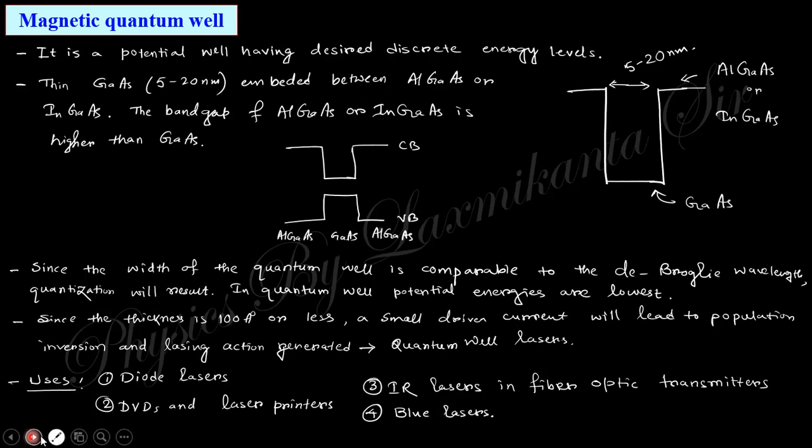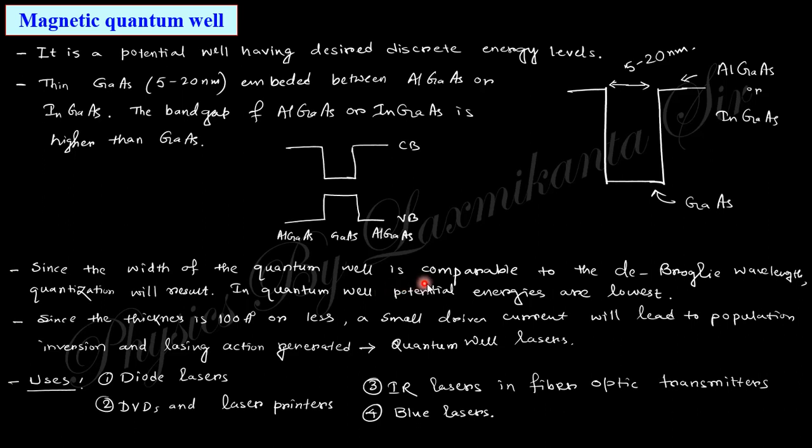data. The magnetic quantum well is like that, with different materials; silicon material is used to get such a quantum well, and you can see this type of aluminum gallium arsenide and gallium arsenide; gallium arsenide has a low band gap, and this one is high. Due to this formation you get this type of well. It is used in diode lasers, DVD and laser printers, IR laser and laser.